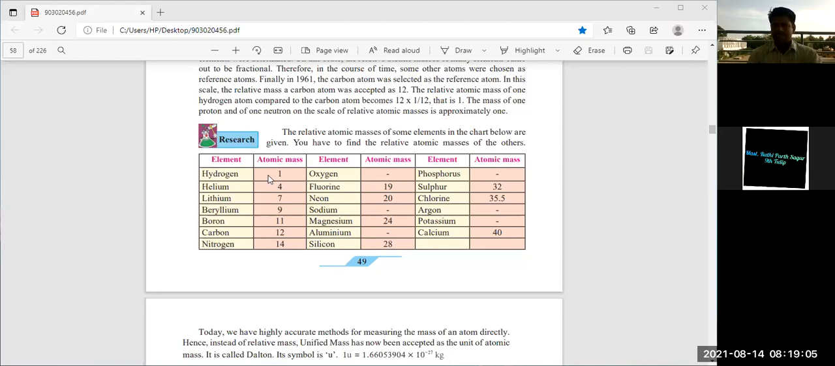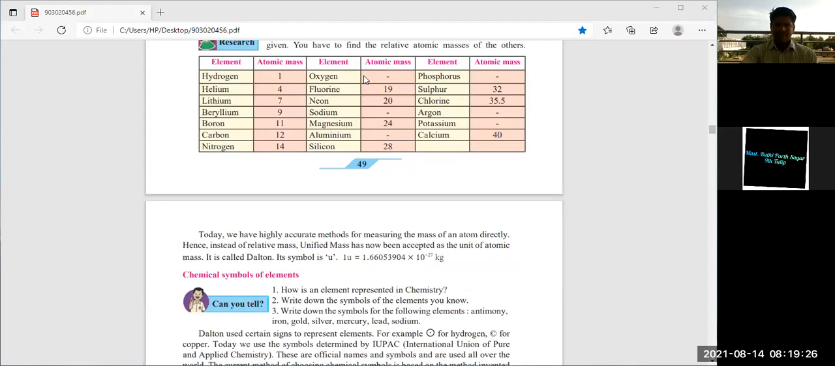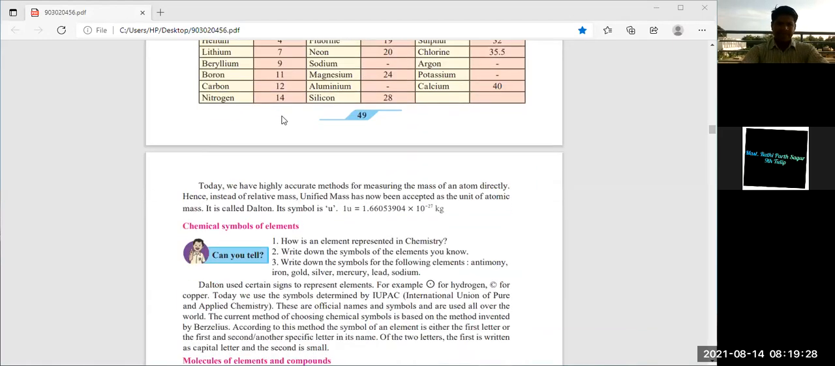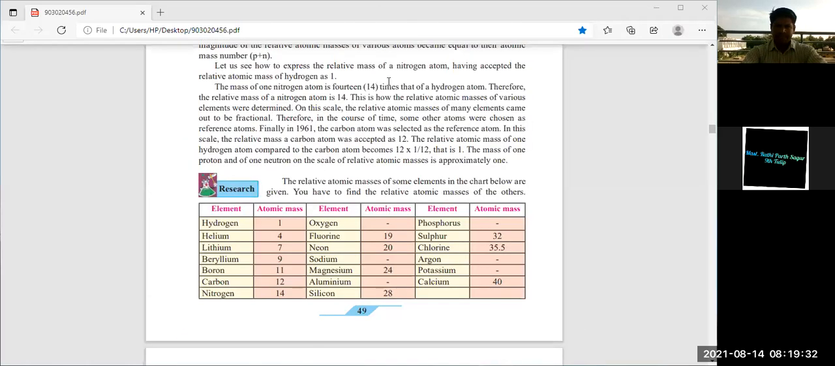See, atomic mass and atomic number are different. Atomic mass and atomic number are different. In atomic mass, what is counted? Protons and neutrons. In atomic number, just the protons are counted, not neutrons. So remember this. Getting it? So here we can see this atomic mass. We are getting here 1, 4, 7, 9, 11, 12, 14. There are so many. You can write as it is.